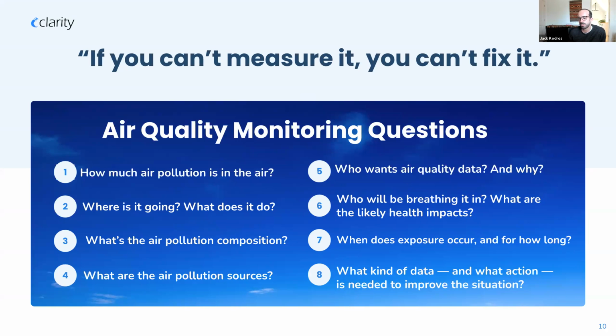7, when does exposure occur and for how long? We commonly think that health impacts are often related to the length and type of exposure. And finally, what kind of data and what action is needed to improve the situation? When we do an air quality monitoring project, we often want to end with actionable insights.